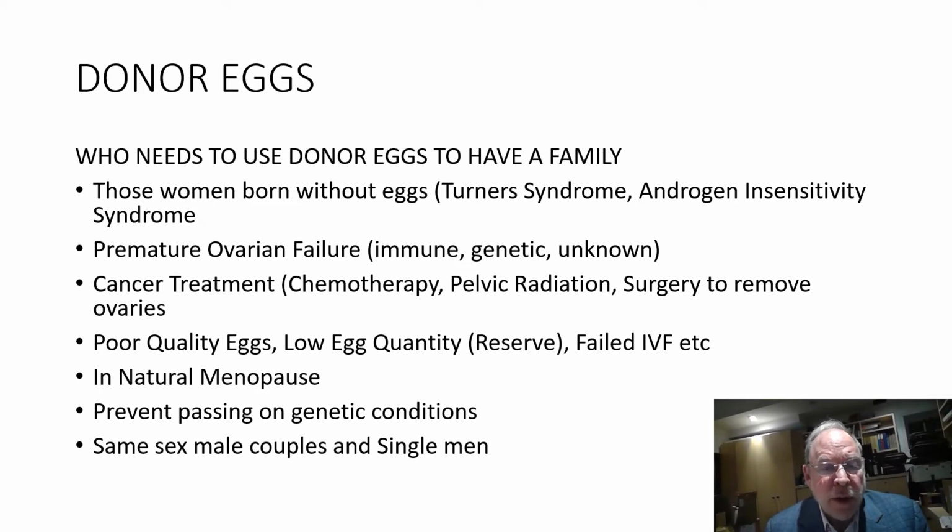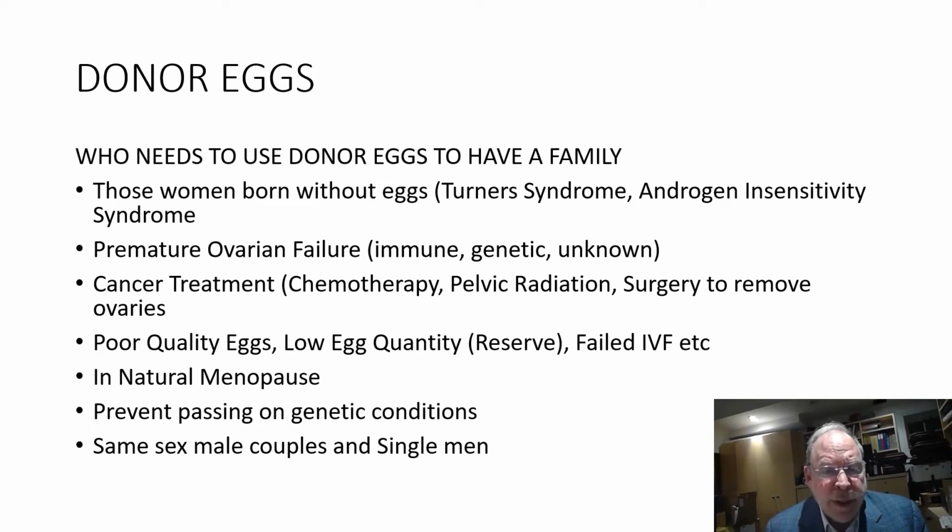Premature ovarian failure means that the eggs are destroyed after puberty, and they go into full menopause much earlier than someone normally would. Cancer treatments are another way that eggs are damaged by chemotherapy, radiation to the pelvis, and surgery to remove both ovaries obviously would remove the eggs.